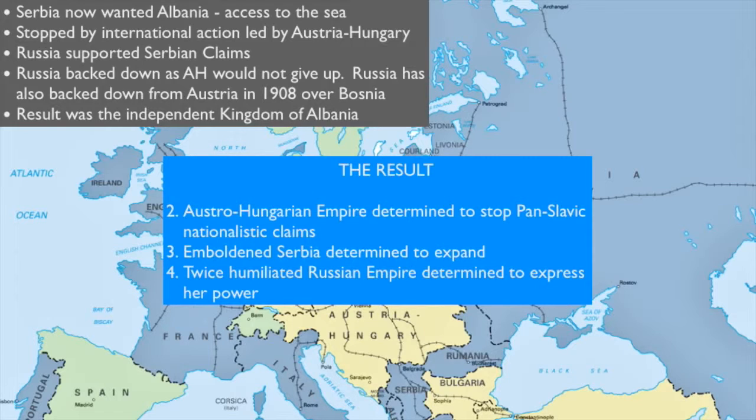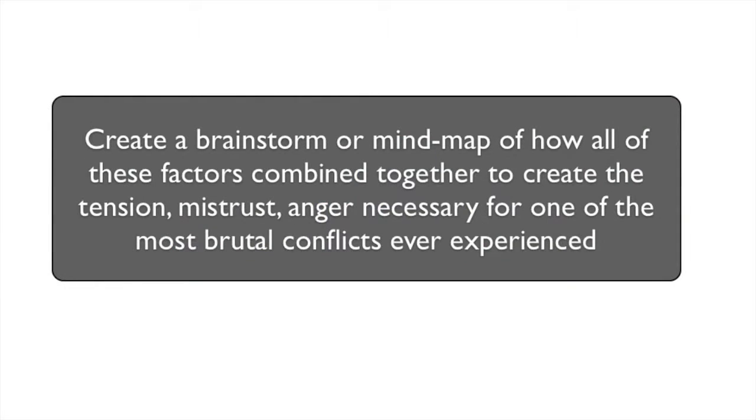The result of all this action was the independent kingdom of Albania. The main result, though, is that the Austro-Hungarian Empire is determined to stop pan-Slavic nationalistic claims, so real tension is growing in the region. The emboldened Serbia is determined to expand. The Russian Empire is twice humiliated and determined to express her power. So you've got a humiliated Russia, an emboldened Serbia that wants nationalism, and an Austro-Hungarian Empire determined to stop them. You've got this bubbling tension in the region, which leads to World War I.